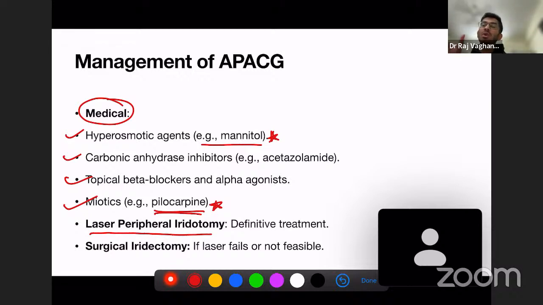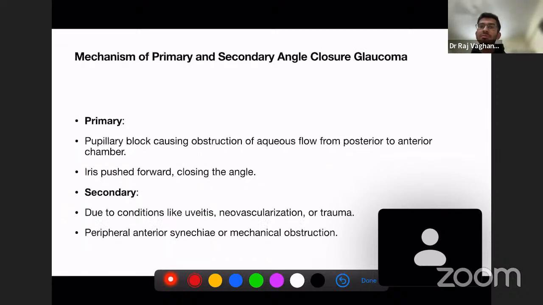Iridectomy means you're taking out a portion of the iris of the patient. So that is surgical iridectomy, and this is done if the laser fails or it is not feasible for the patient. So these are the medical, laser, and surgical management of angle closure glaucoma.